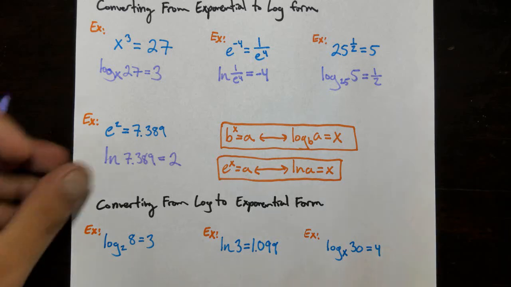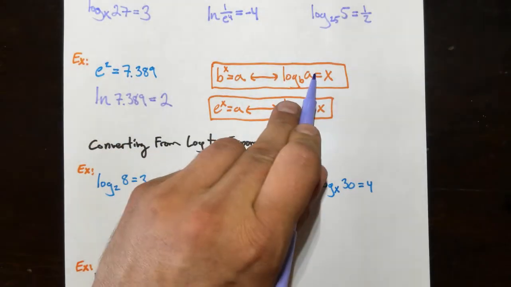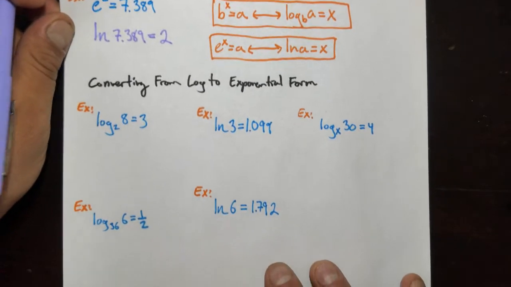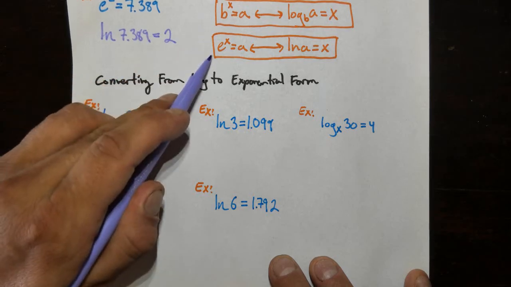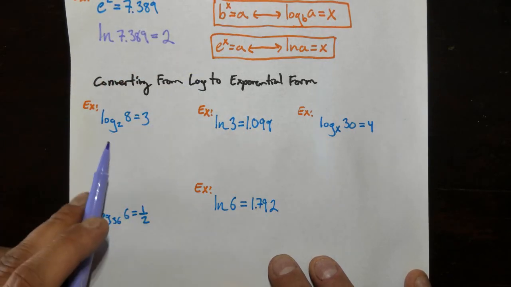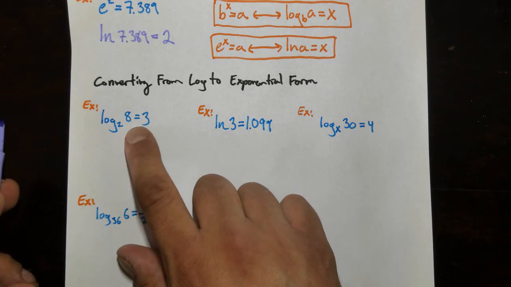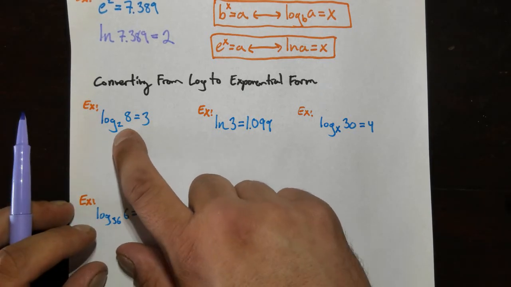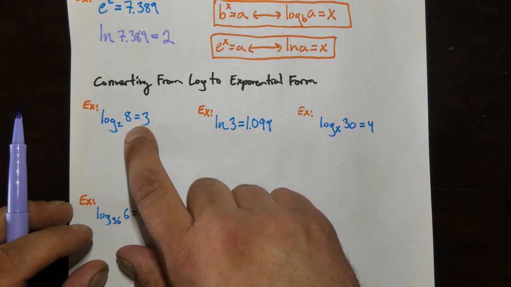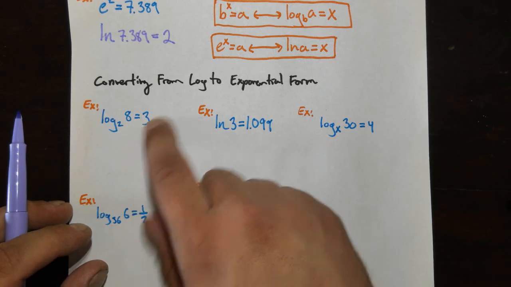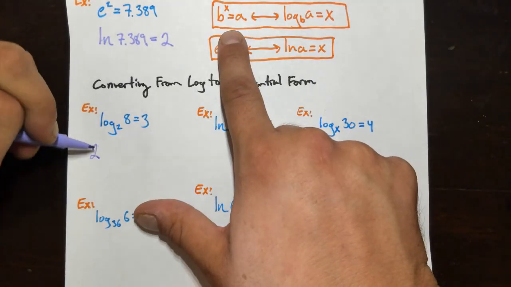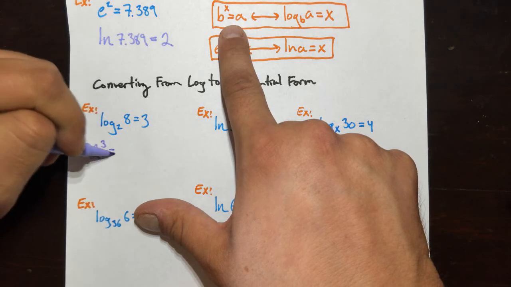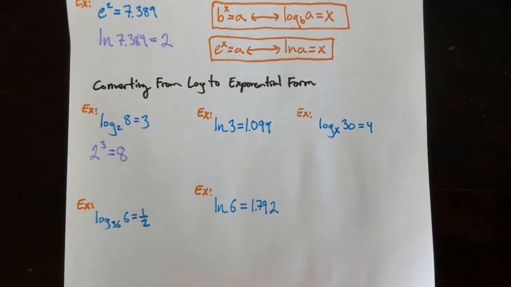Let's go backwards now. We're still going to use the same key, just going from the right to the left ones now. When I see a log, I'm going to use the top one. When I see a natural log, I'm going to use the bottom one. So here we have log base 2 of 8 is equal to 3. In this case, our b is 2, our a is 8, and our x is 3. So I'm going to write it in this form: 2 to the 3rd power is equal to 8. And I just converted this to exponential form. See, that's all we're doing.